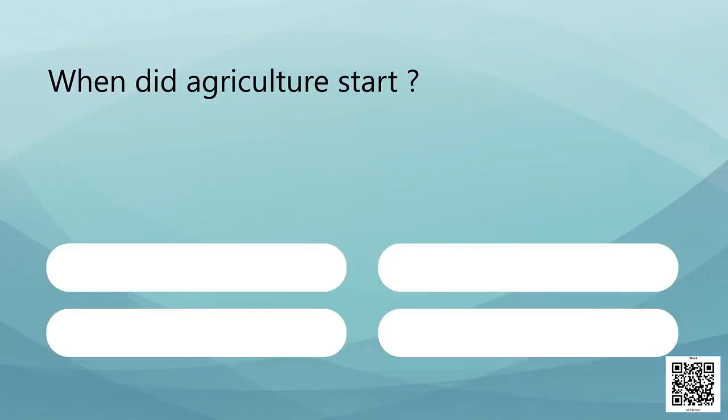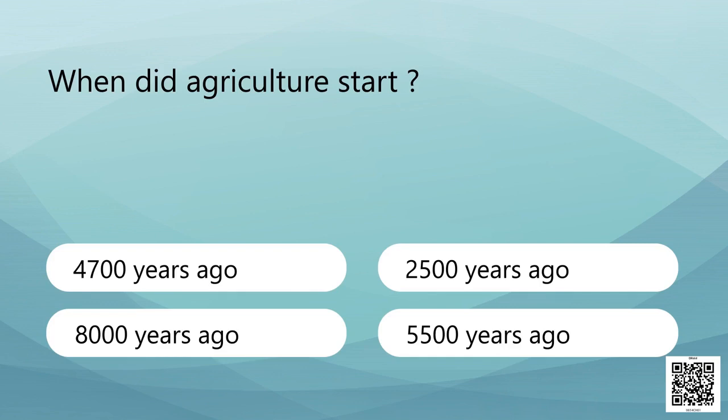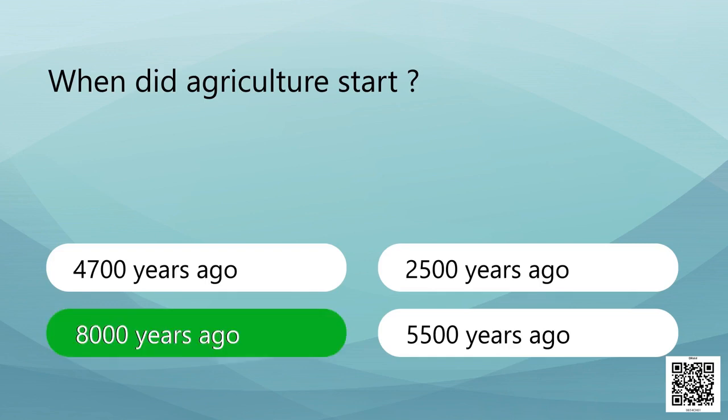Alright, now let's take up some questions. You have 4 options to it. You have to pick the correct option. Your first question is, when did agriculture start? Your options are 4700 years ago, 2500 years ago, 8000 years ago, or 5500 years ago. Correct answer, agriculture started 8000 years ago.